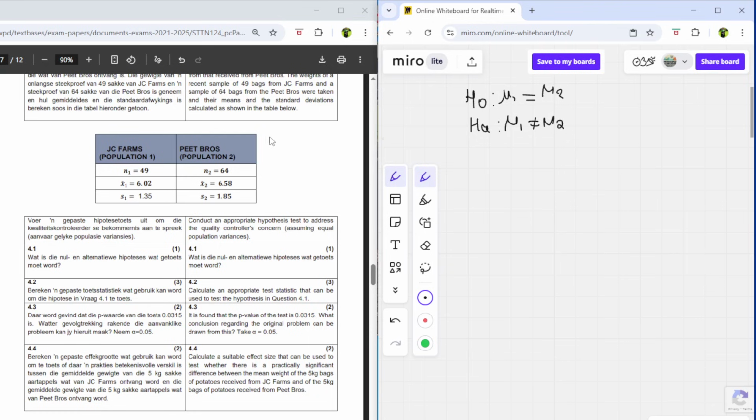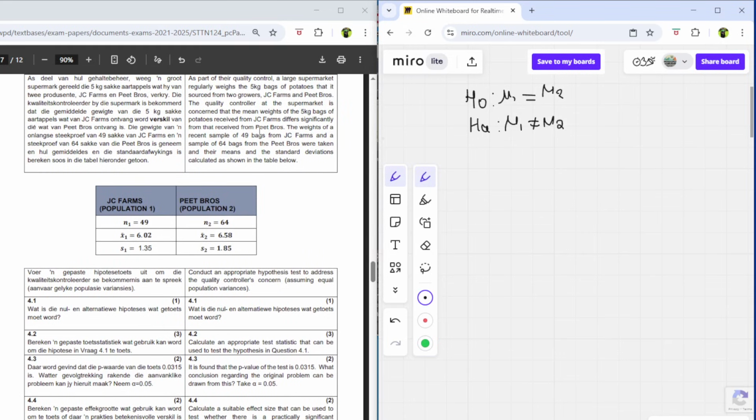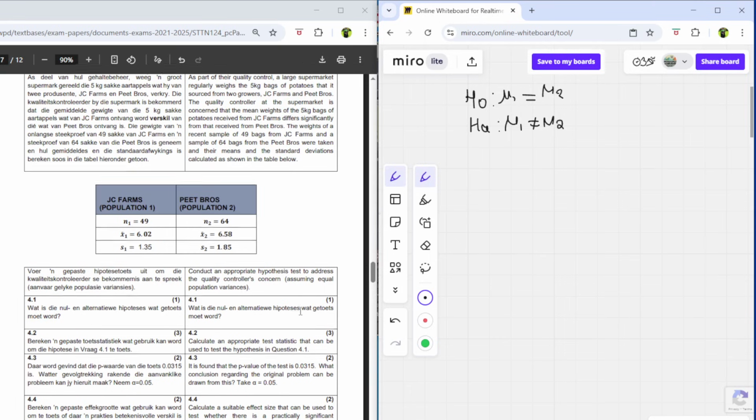We are testing the hypothesis of the quality controller, who claims that the weight of the potatoes received from JC Farms differs significantly. If something is different from something, it's not equal to that. Hence our alternative hypothesis is not equal. That's how you answer question 4.1 and get that 1 mark.